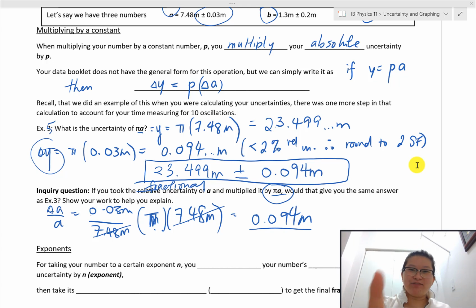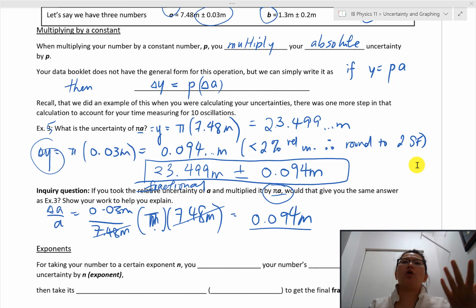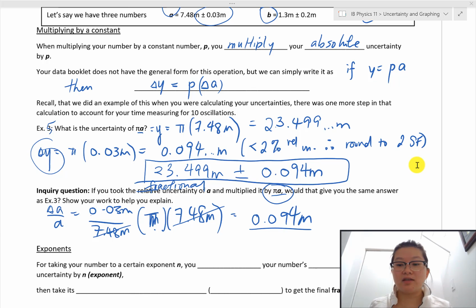This is the last video on uncertainty propagation. In this video, we are going to look at exponents. What happens if you take your number and raise it to an exponent such as 1 or 2 or 3, etc.? Okay, so let's get down to business.